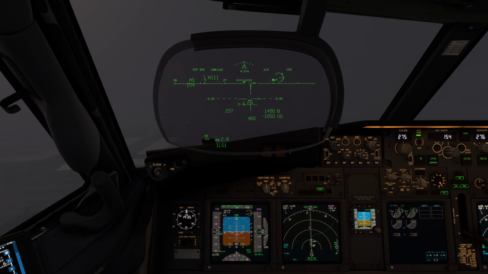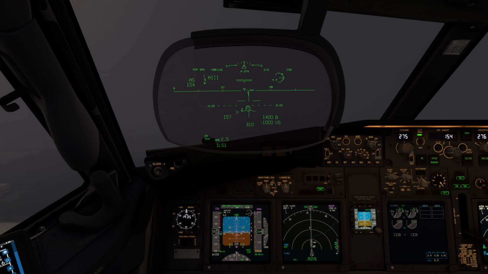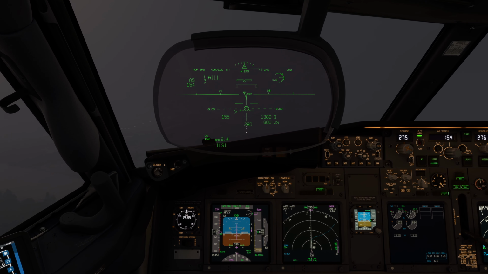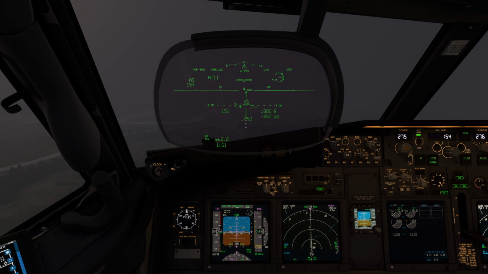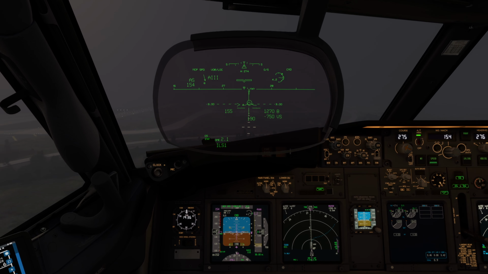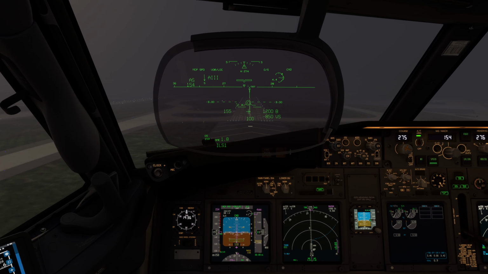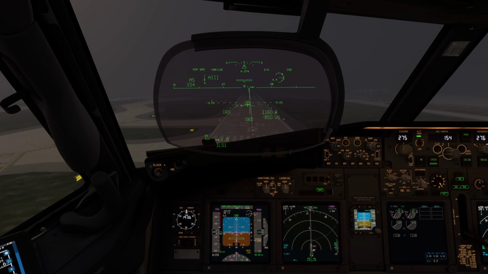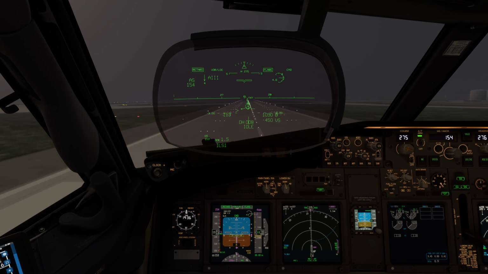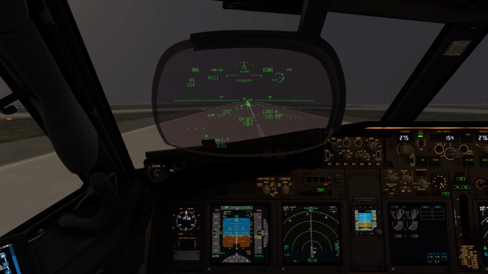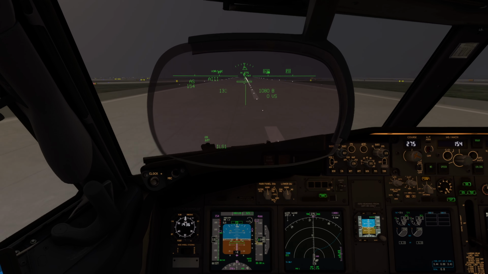500. 400. And we have the approach lights in sight. 300. Two approaching minimums. Minimums. 50, 40, 30, 20, 10. Oh, nice landing.